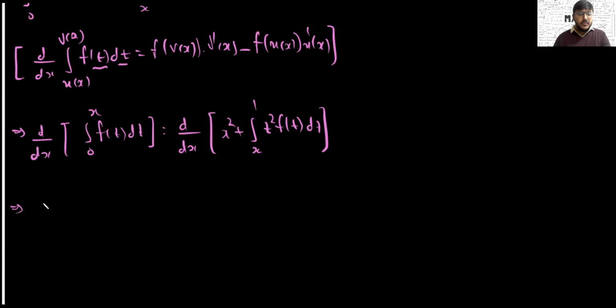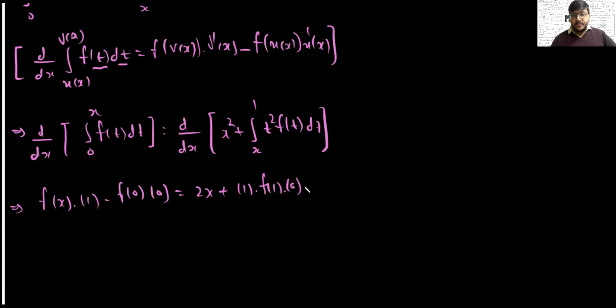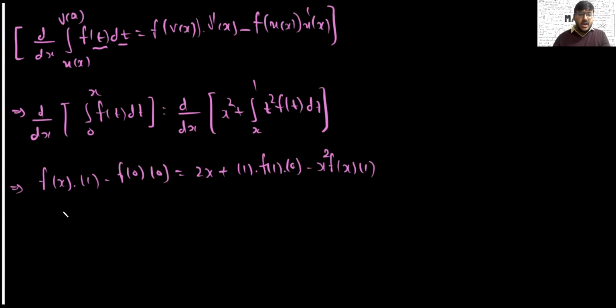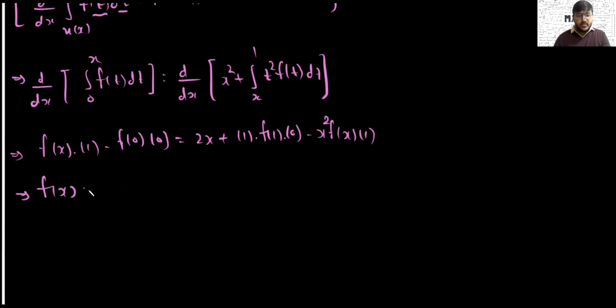So for the upper limit, f(x) into x has derivative 1, minus f of 0 into 0 has derivative 0, equals x square has derivative 2x plus, let us put the upper limit, so 1 into f of 1 and derivative of 1, that is 0, minus x square into f(x), and x has derivative 1. So now it is f(x) equals 2x. Now this term will be 0 minus x square f(x).